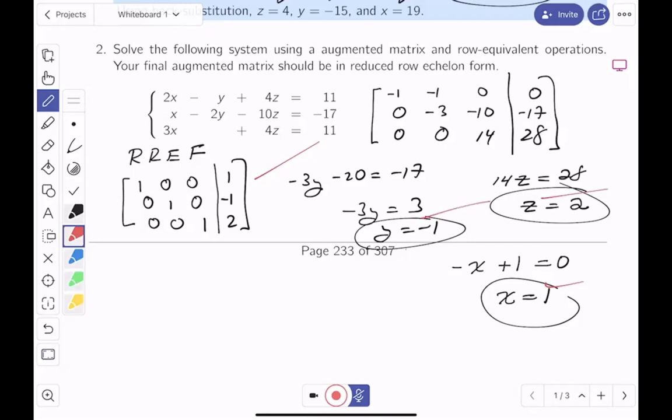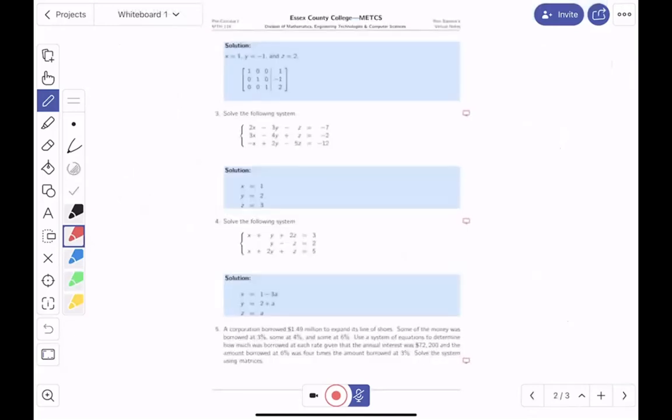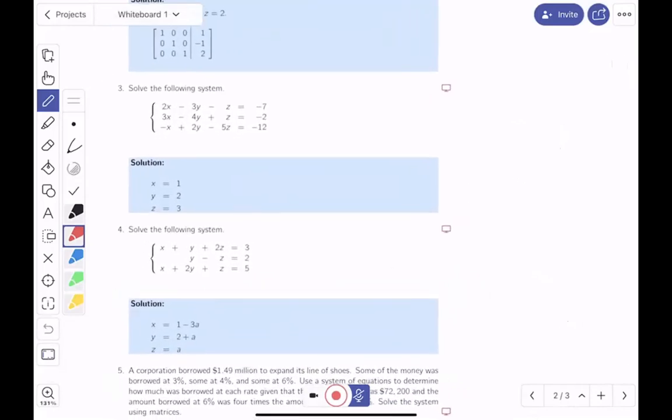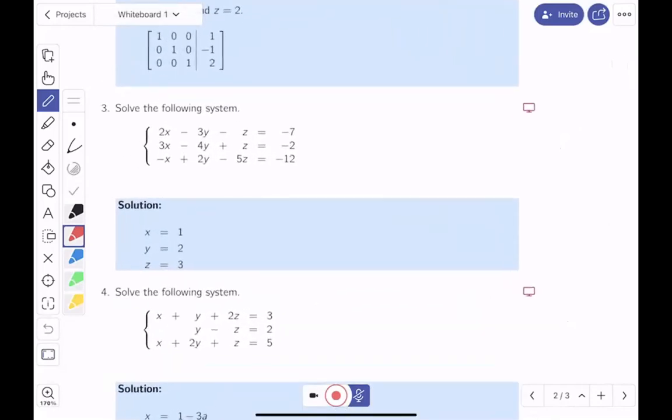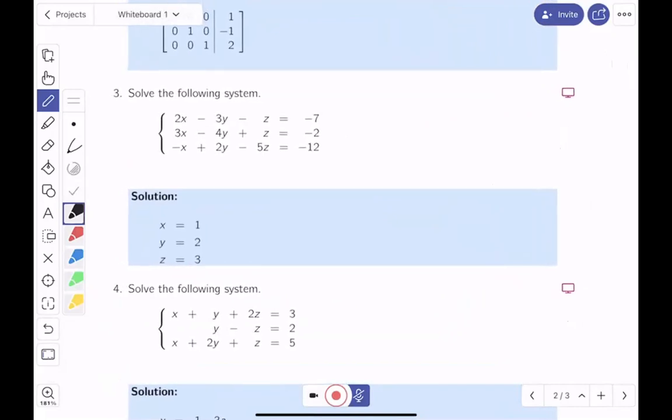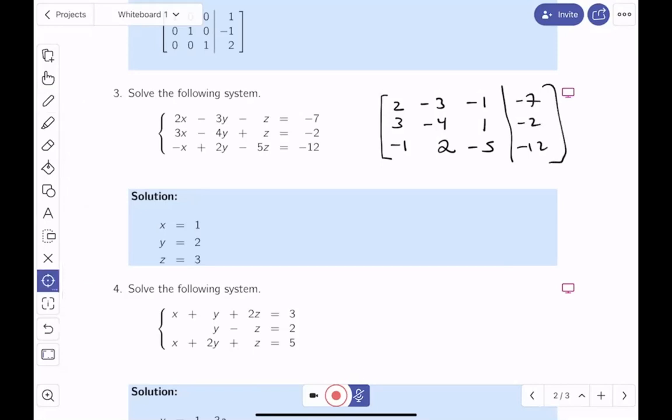All right, let's go to number 3. And I'm going to look at number 3. And number 3 says solve the system. I'm getting a little better at this. All right, let's take a look at this one. I'm going to put my augmented matrix down. And that's going to be 2, 3, -1, -3, -4, 2, -1, 1, -5, -7, -2, -12.